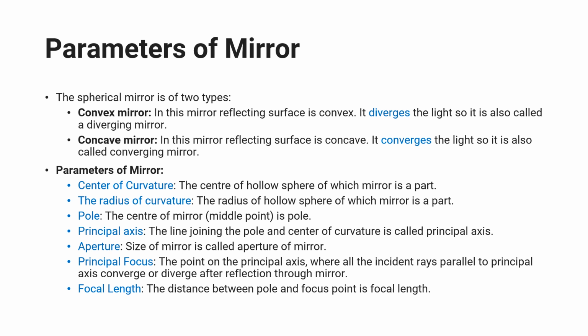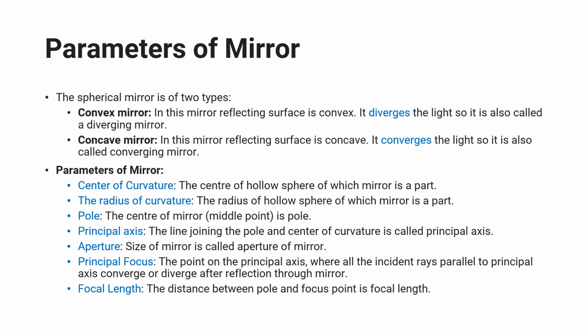Convex mirror. In this mirror, the reflecting surface is convex. It diverges the light, so it is also called the diverging mirror. Concave mirror. In this mirror, the reflecting surface is concave. It converges the light, so it is also called the converging mirror.